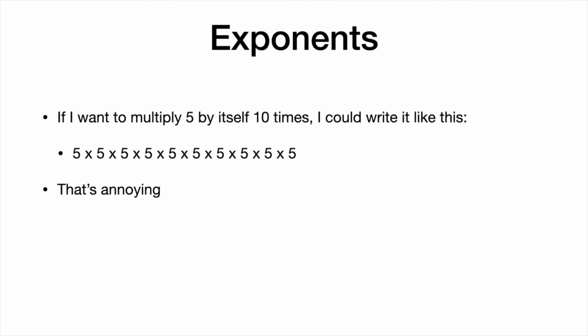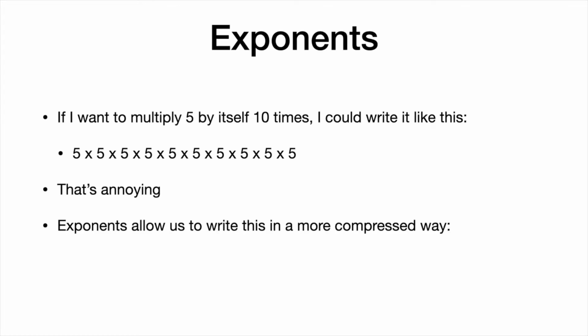All right, so what exponents allow us to do is write things like this in a much more compressed way. So instead of writing 5 times 5 times 5 and so on and so forth, I can write 5 raised to the 10th power, and that means the same thing as 5 times 5 times 5 times 5 times 5 times 5 times 5 times 5 times 5 times 5. Okay, 5 to the 10th power. And so that's what an exponent is. That 10 up there is the exponent or the power.